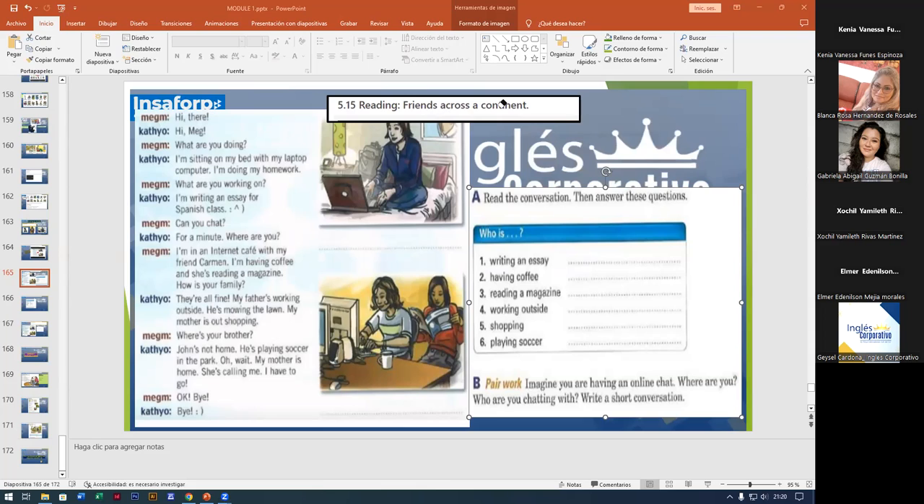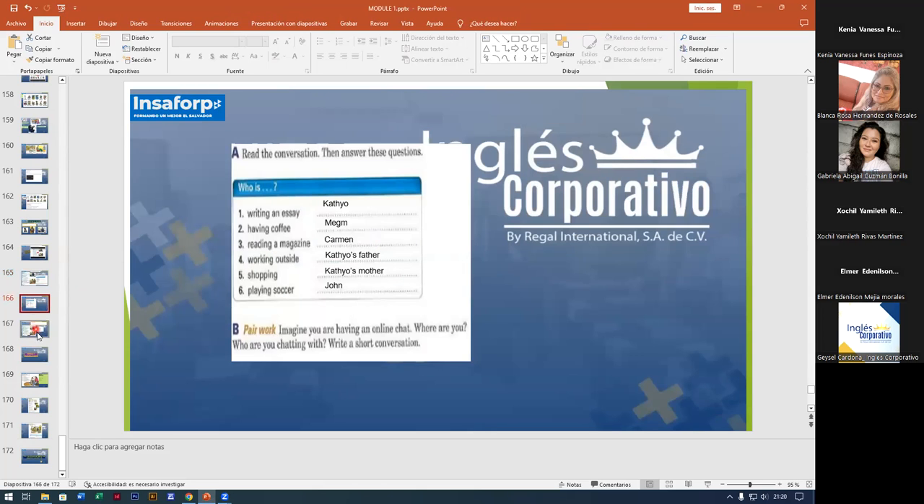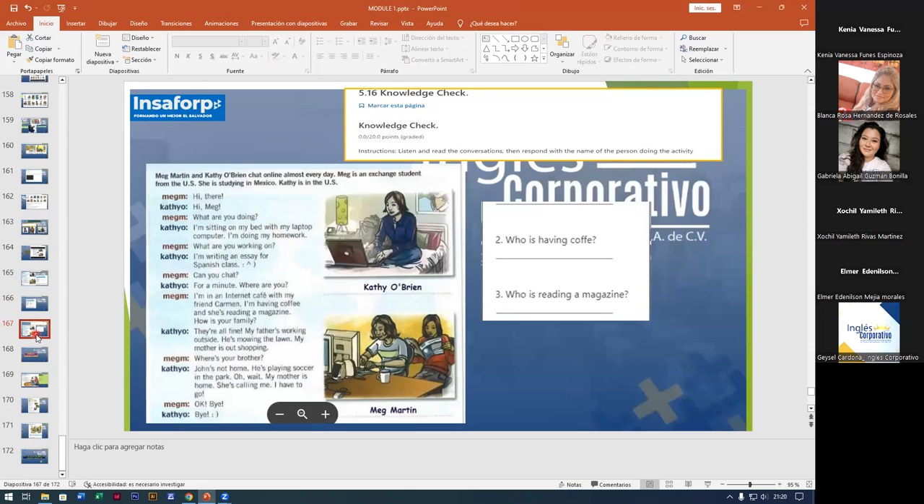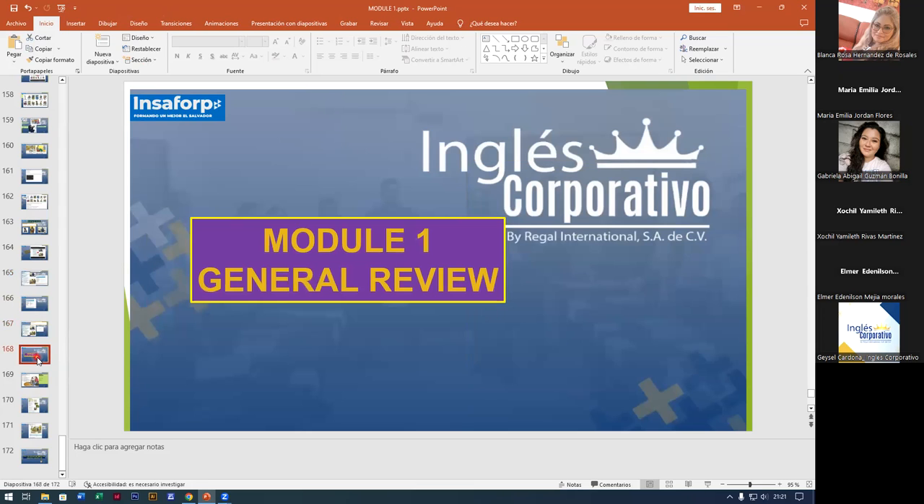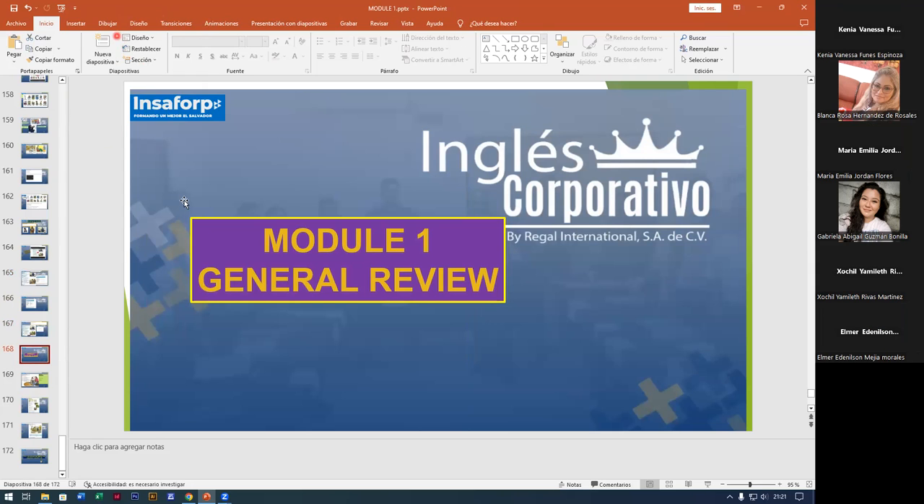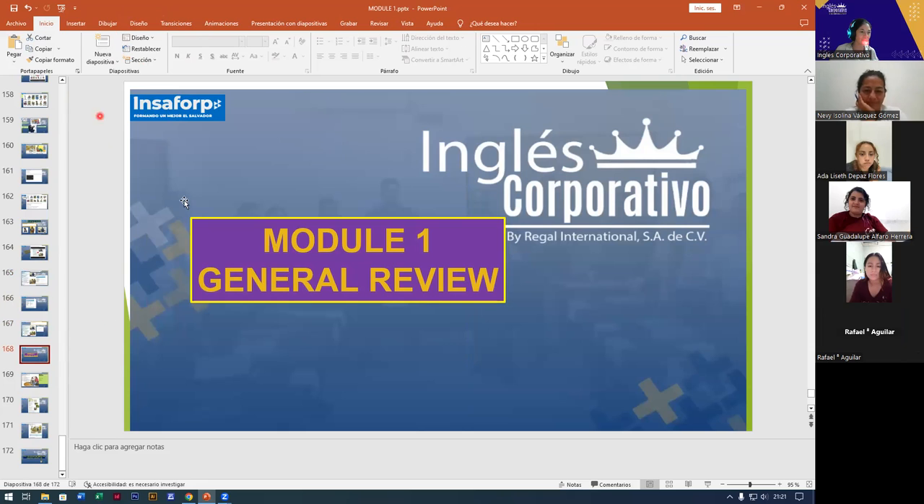All right. Now, let's check the other parts. There we had the answers that we practiced. And now this one, remember that you find it in the platform, right? It's similar to the previous exercise that we did. And now let's work on some general review. As we finished with all of the topics, now let's practice with our general review.